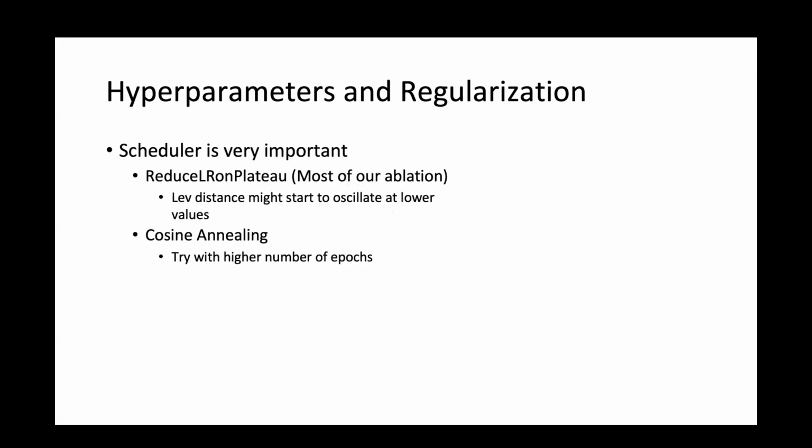And in terms of scheduler to train the whole network, you can use reduce LR. This mostly works for this homework. You can also experiment with cosine annealing, but for your first choice of experiments, I would suggest going with reduce LR on plateau. It has been observed that the Levenshtein distance oscillates at a very low learning rate. So you can experiment with the number of time steps or the patience value for your reduce LR on plateau.